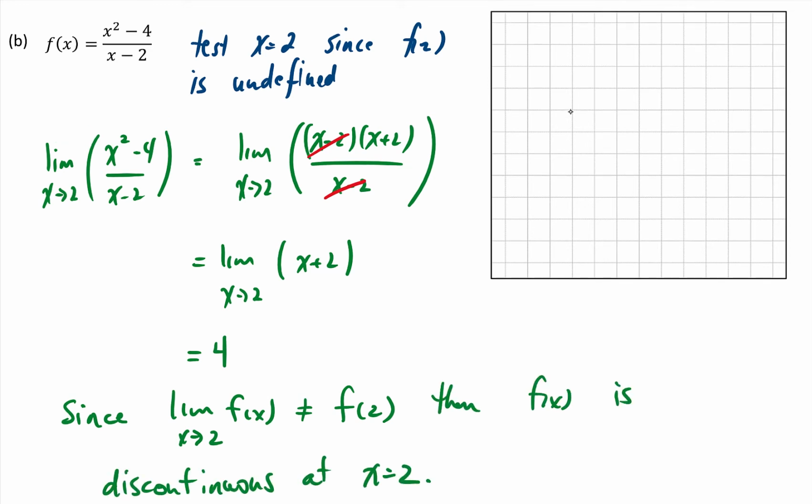So in this scenario where the limit exists and the function is undefined, it gives us a graph with a hole in it. So our function is equivalent to x plus 2, so starting here, and then at x equals 2, we know we have a hole, and the limit is approaching 4, so that hole is at (2, 4). So this is what our function looks like. It looks like the graph of x plus 2 with a hole in the graph.